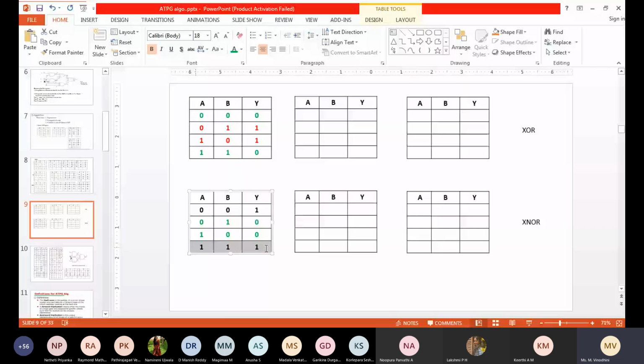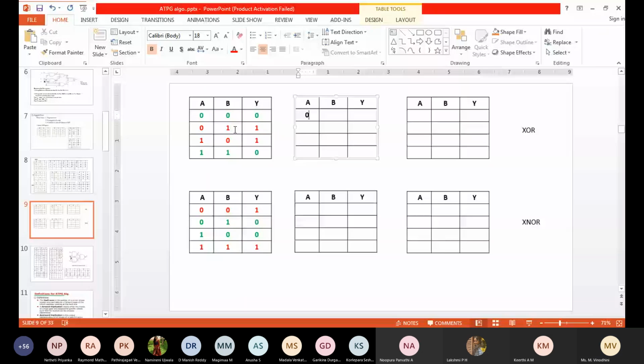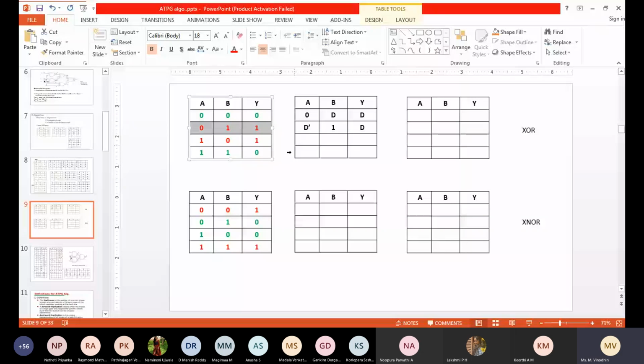but I can get the propagation D cube directly. How to get the propagation D cube directly: now consider red to green. First, the second row, compare with the first row. 0, 0 will be 0. 1, 0 will be D. Similarly, compare this with the last one. 0, 1 will be D dash. 1, 1 will be 1. 1, 0 will be D. So this comparison with both the greens is completed.